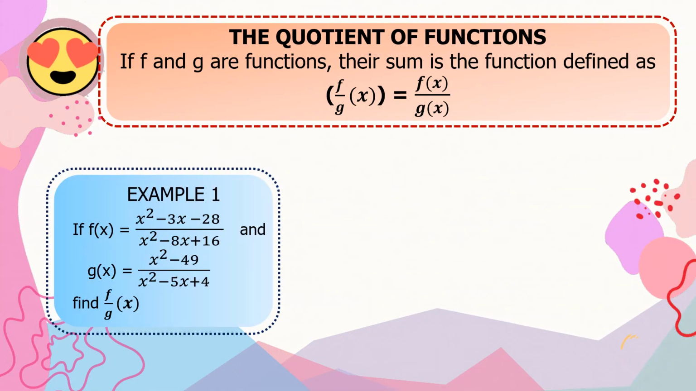Let's have the last example. If f of x is equal to x squared minus 3x minus 28 over x squared minus 8x plus 16 and g of x is equal to x squared minus 49 over x squared minus 5x plus 4, find f over g of x.